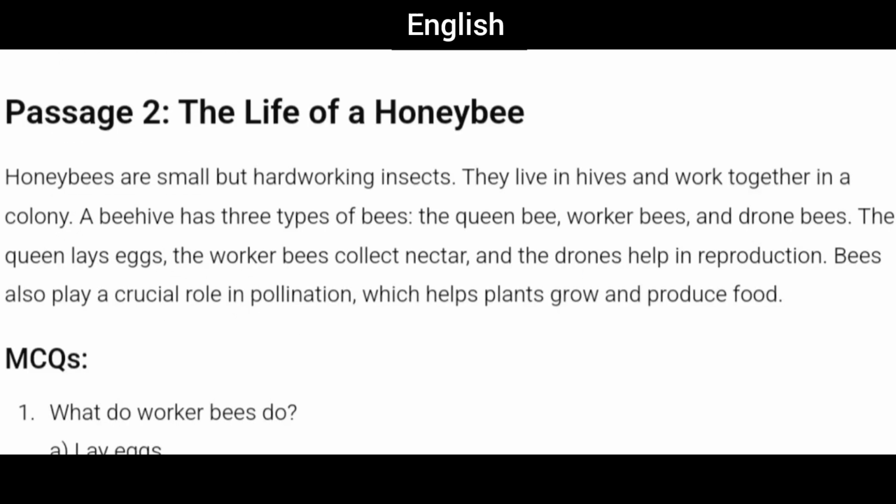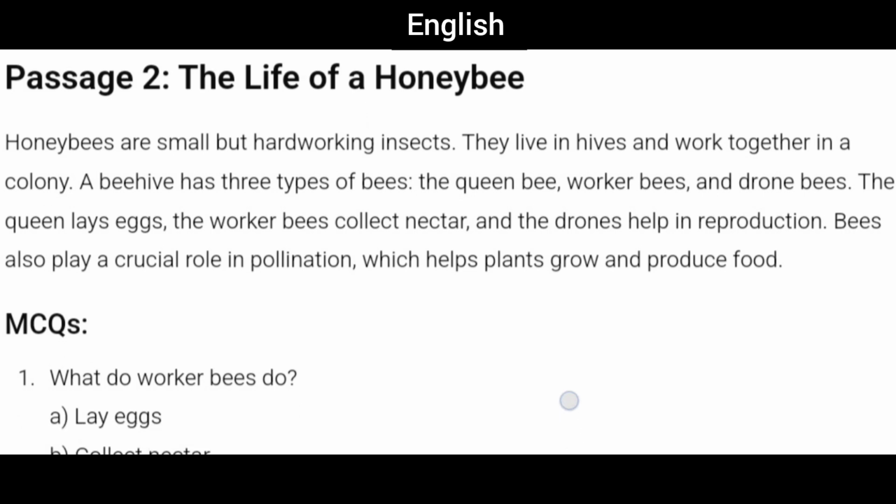Second passage is given. The life of a honeybee. Honeybees are small but hardworking insects. They live in hives and work together in a colony. A beehive has 3 types of bees: the queen, the worker, and the drone. The queen lays eggs, the worker bees collect nectar, and the drone helps in reproduction. Bees also play a crucial role in pollination, which helps plants grow and produce food. Now you see the MCQs.